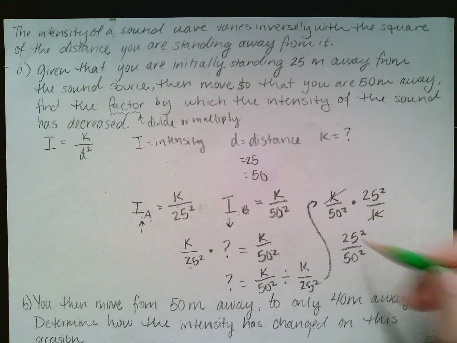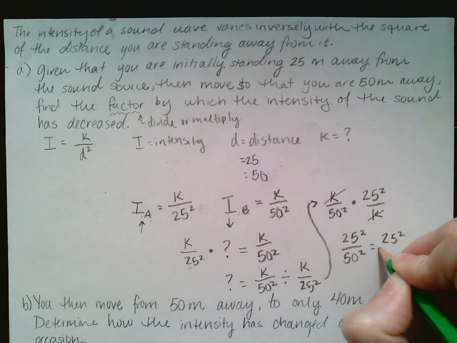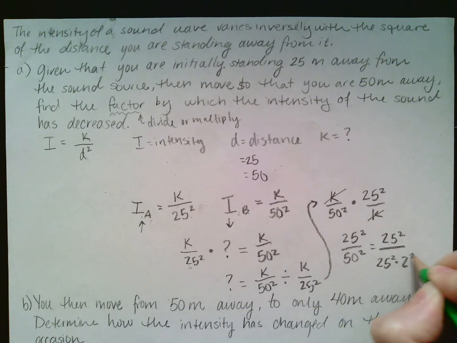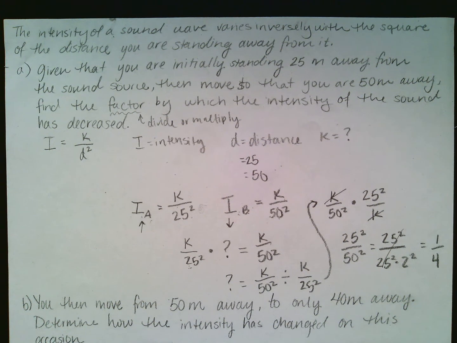Now you can put this into your calculator, or you can realize that 25 squared over 50 squared is 25 squared over 25 squared times 2 squared. If that doesn't make sense, don't worry about it. But if it does make sense, realize that you can do this smarter and not harder, because these cancel out, and that becomes 1 over 4. So the intensity decreases by a factor of a fourth.